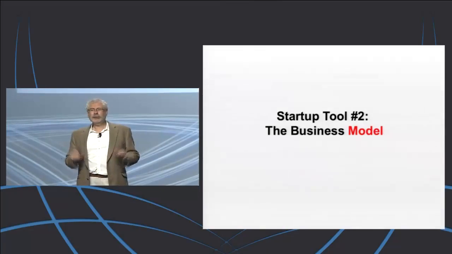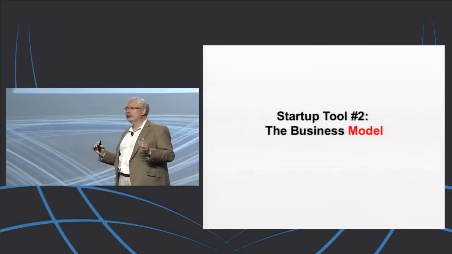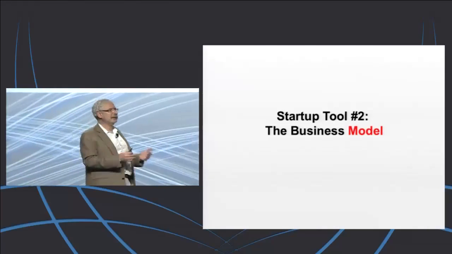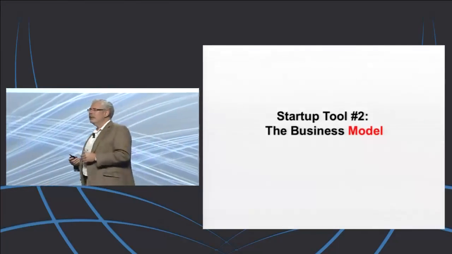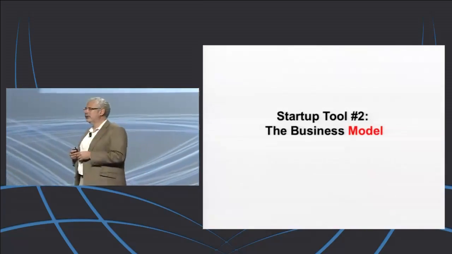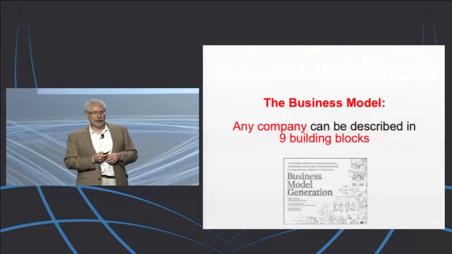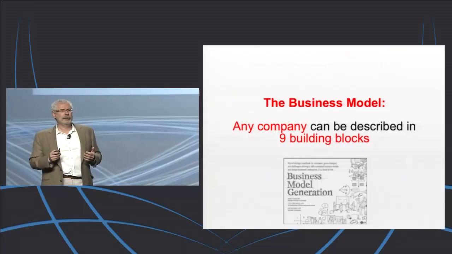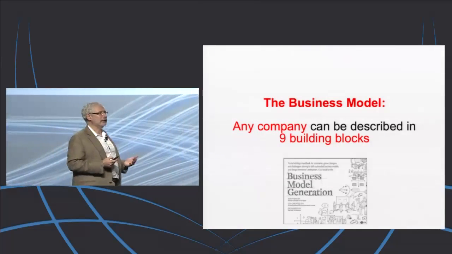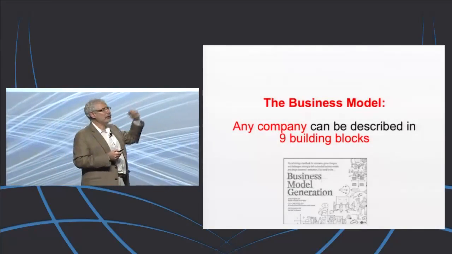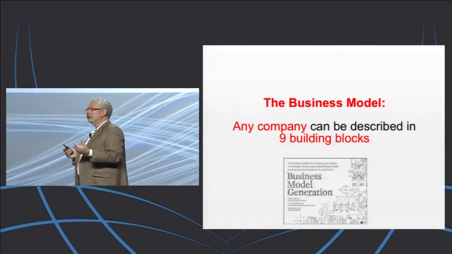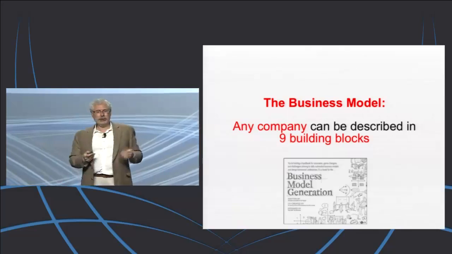Startup tool number 2 is this thing I keep talking about called the business model. Now, for 50 years, academics have loved to throw out the word business model, and there are papers and whatever. But I found the best way to explain a business model is the work of this guy I mentioned, Alexander Osterwalder. He says any company, whether it's GE or the smallest startup, can be described in 9 building blocks. And I love this because I make my students now draw their startup business model and fill in all the blocks. And let me explain to you what the blocks are.